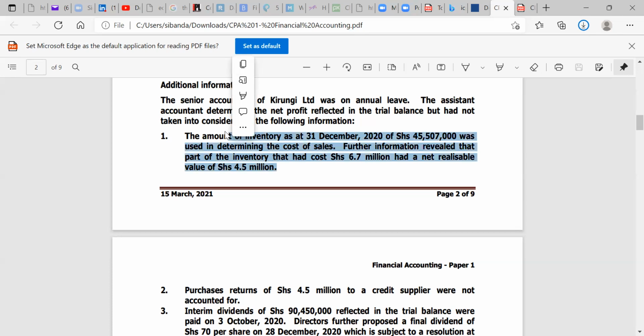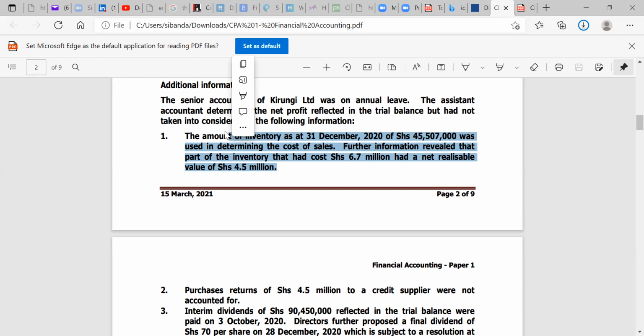Now, one of the things that you need to know, and you can write this down in case you have a notebook, is that inventory as per IAS 2, International Accounting Standard 2, should be valued at the lower of cost and net realizable value.